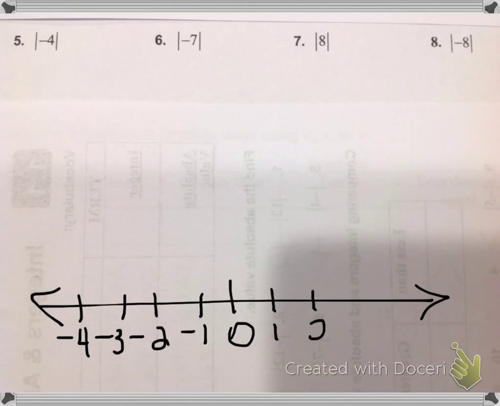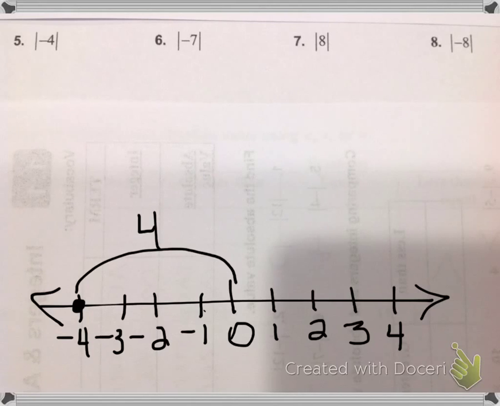Okay, so here's my number line just to show you again, and I'm again not going to do this for everyone. Here's -4 on the number line. How far away is it from 0? It's 4. 1, 2, 3, 4 away from 0. So the absolute value of -4 is +4. The absolute value of -7. How far is -7 from 0 on the number line? It is 7 away from 0.